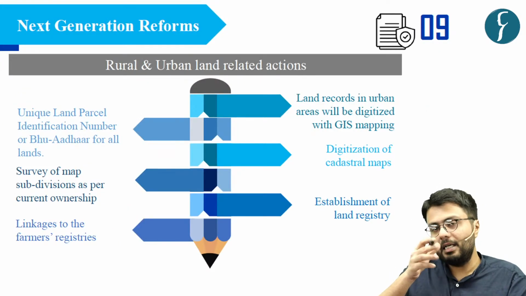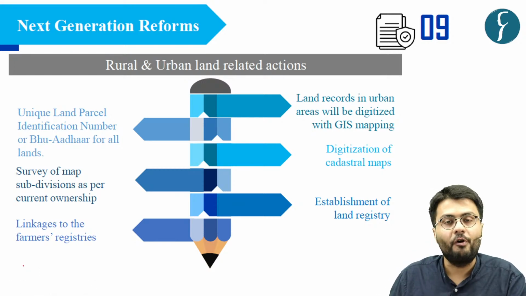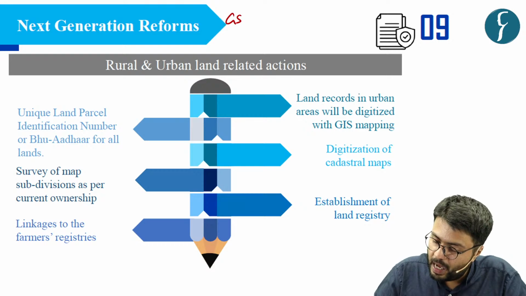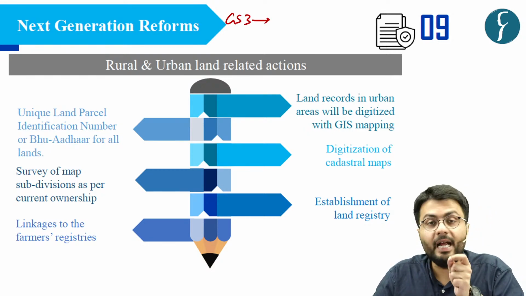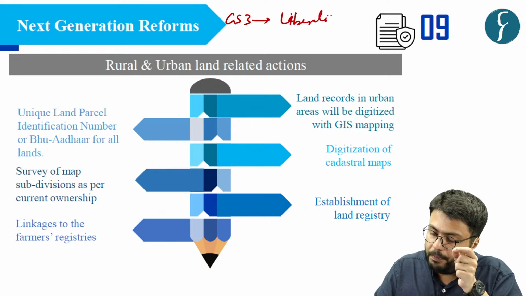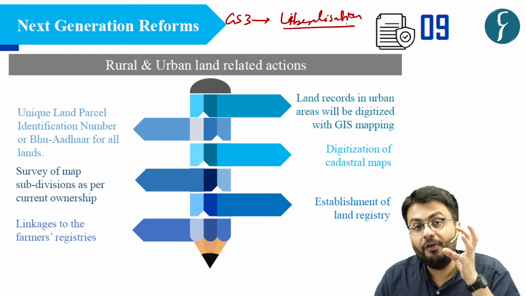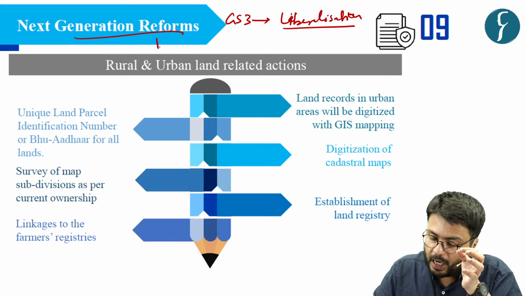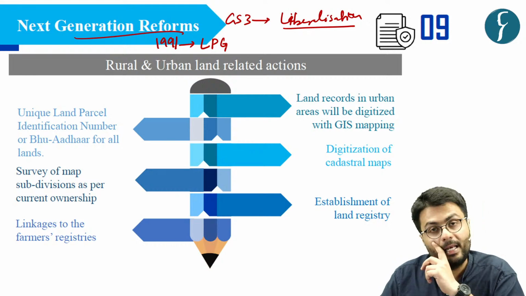Now let us discuss the last priority, which is related to the next generation reform. This is important from the GS Paper 3 perspective, which highlighted the benefits of liberalization in the Indian economy. The first liberalization process was undertaken in the year 1991 in the form of liberalization, privatization and globalization.